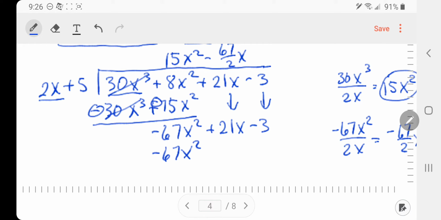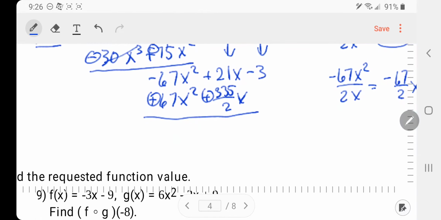And then negative 67 over 2 times 5. Back to the calculator. Negative 67 over 2 times 5. That's going to give us negative 335 over 2x. Draw the line, change the signs. Draw the line, change the signs. These are going to cancel. All right, to the calculator again.